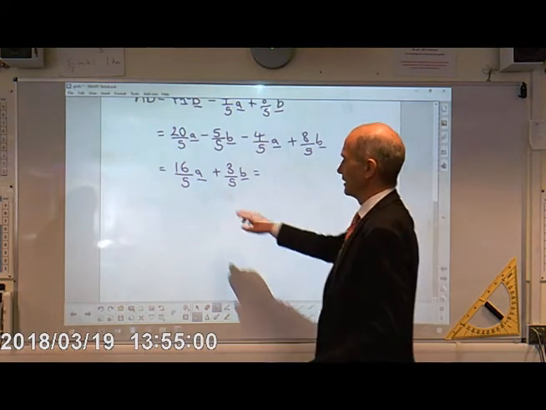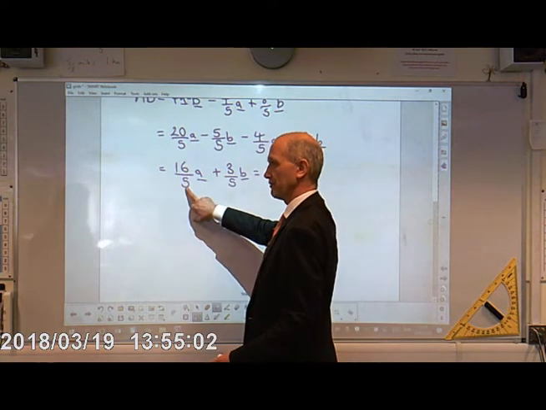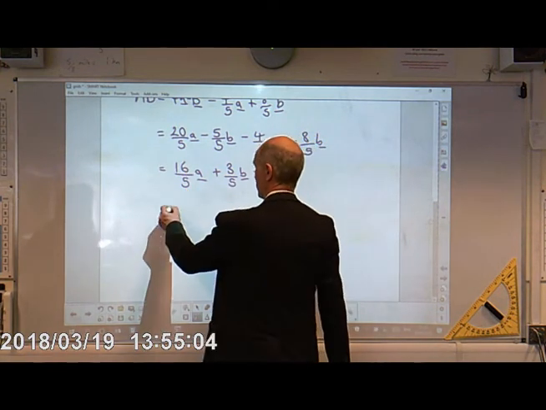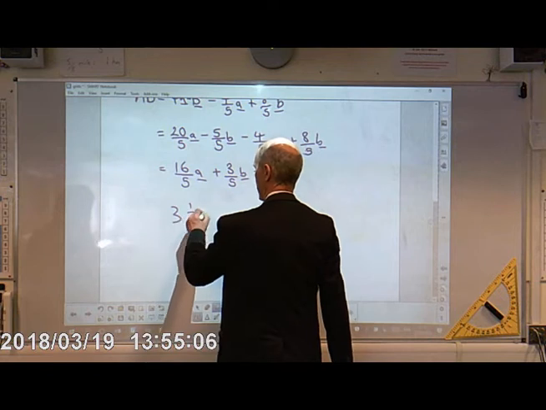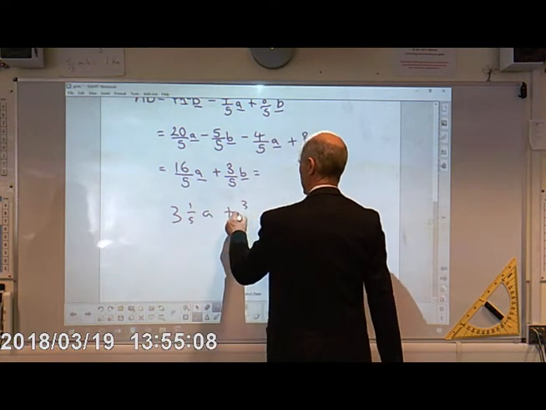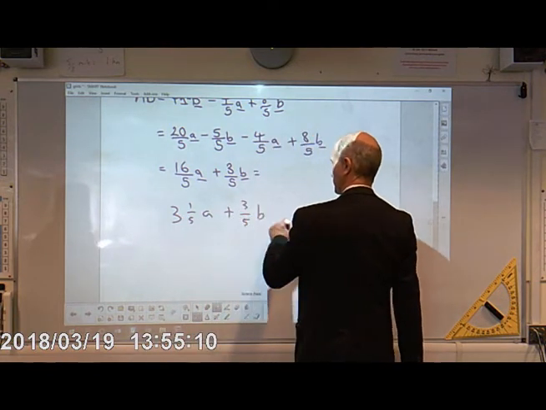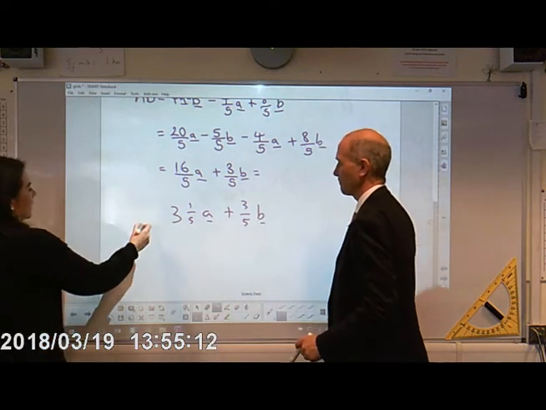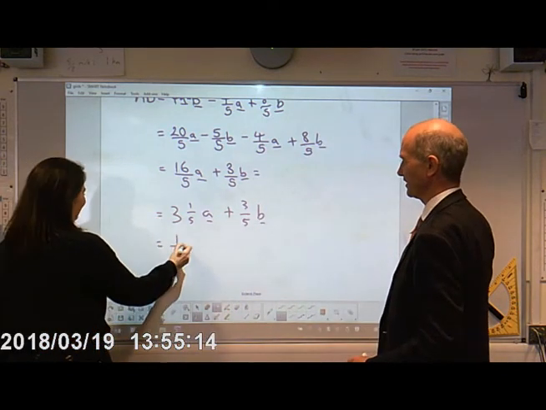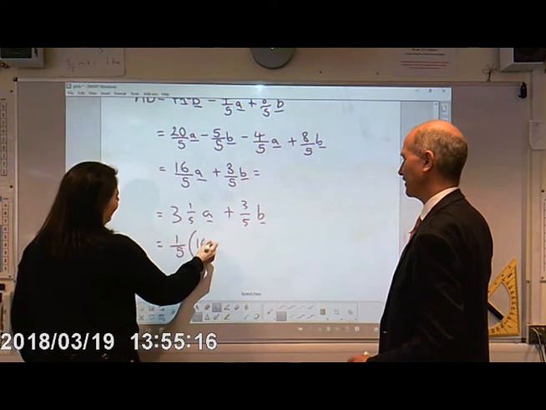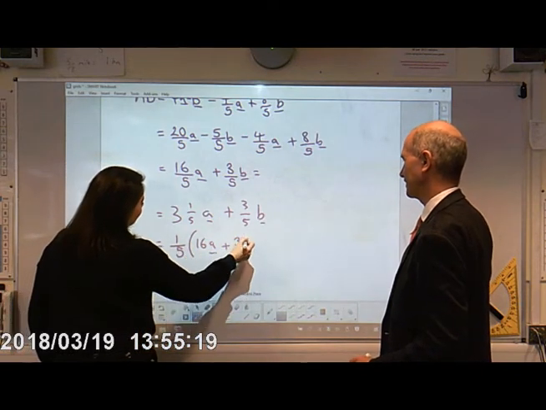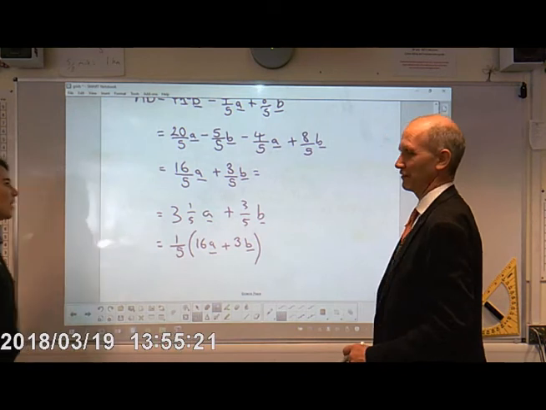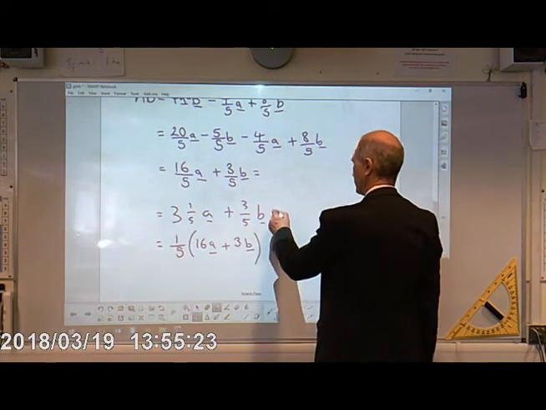Yep. 16/5 is 3 1/5. So we could put 3 1/5 A and 3/5 B. See, that's correct. You're going to do it a different way, aren't you? You're going to factorise out the fifth. Beautiful. All correct, no matter what way you did it.